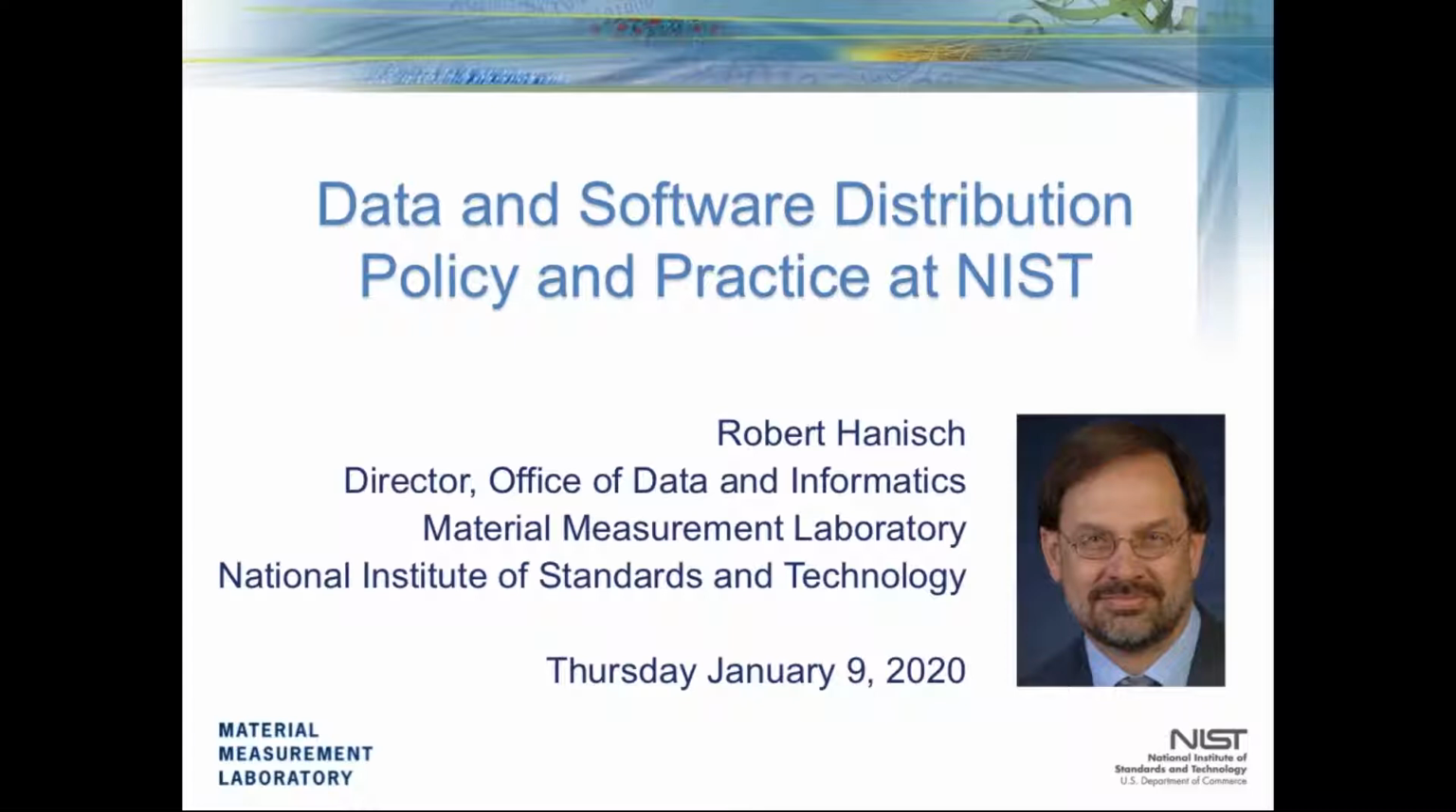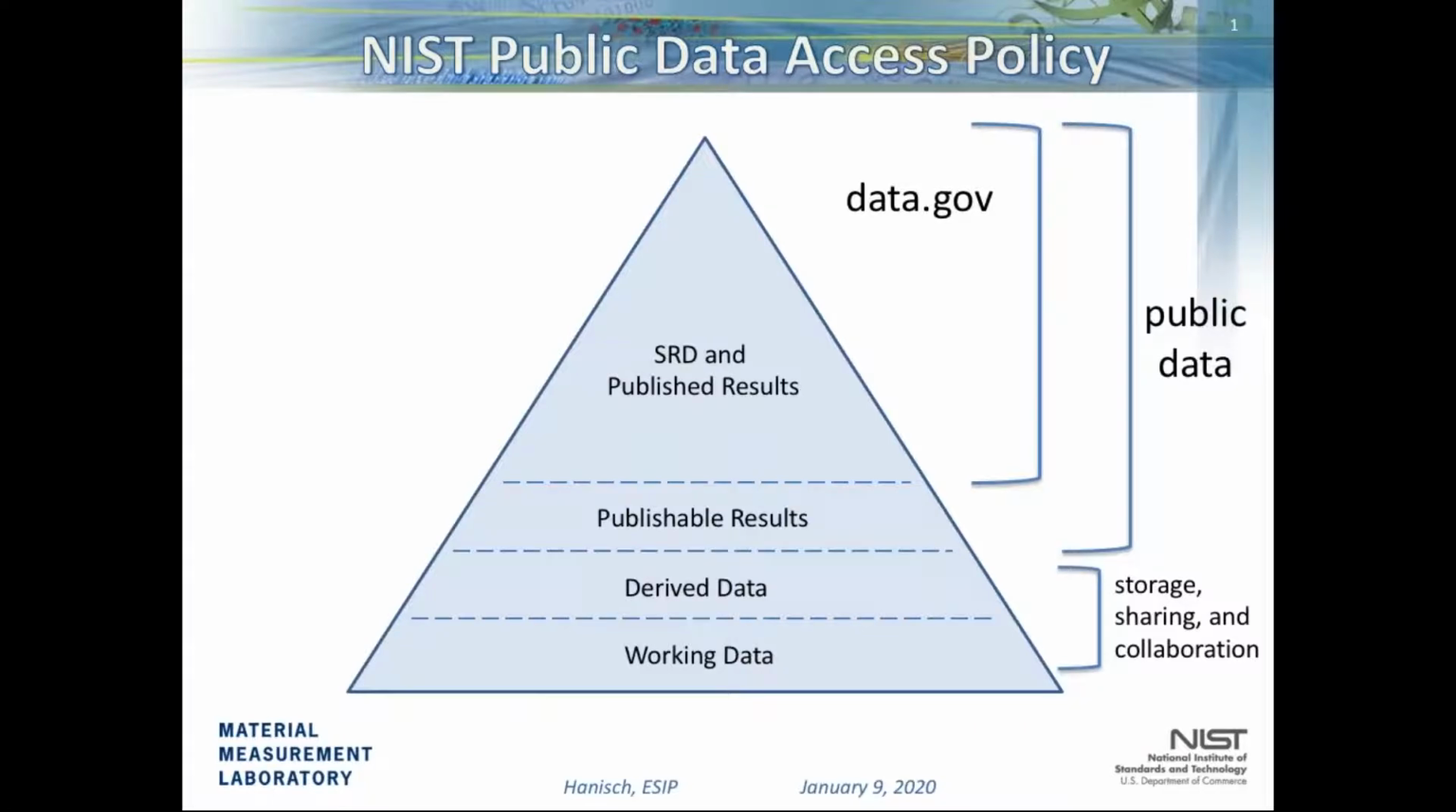Right. So I'm going to tell you a little bit about what we actually do around data distribution and software distribution at NIST. And it drives back to this so-called data pyramid. So at the bottom of the pyramid, we have working data. Working data are data that come off of an instrument or out of a computer simulation directly without any sort of analysis done on them.